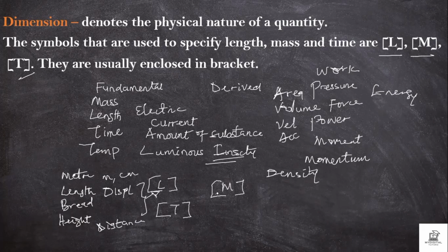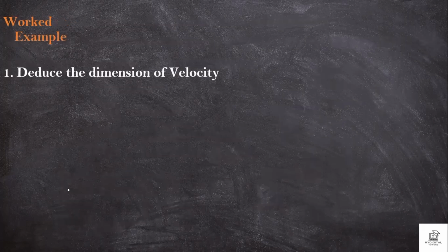And anything measured in the unit of mass, which is kg, has a dimension of what? Capital letter M. And anything measured in the unit of time, which is second, has a dimension of capital letter T. So this is what you need to know before we move on to deducing the dimension of these physical quantities. Let's start from number 1. Number 1 says we should deduce the dimension of velocity.